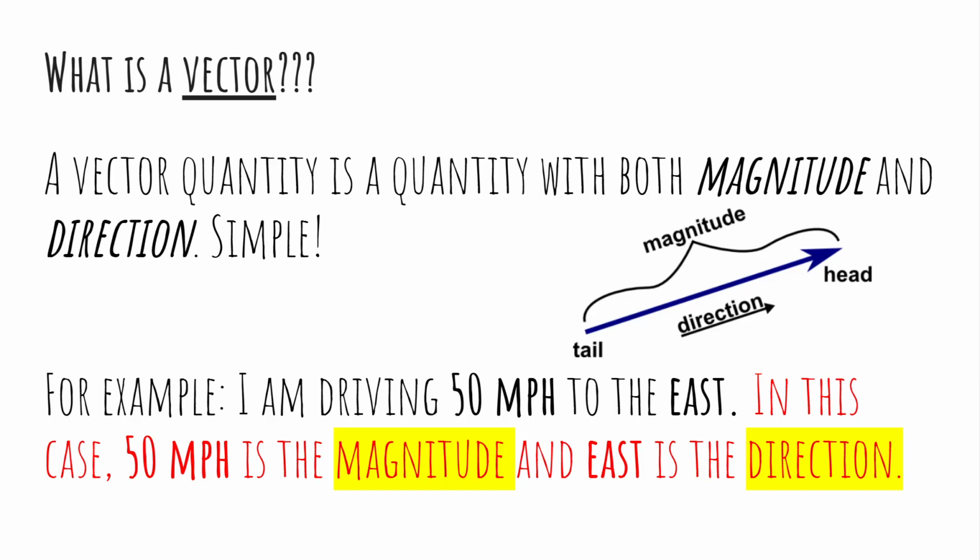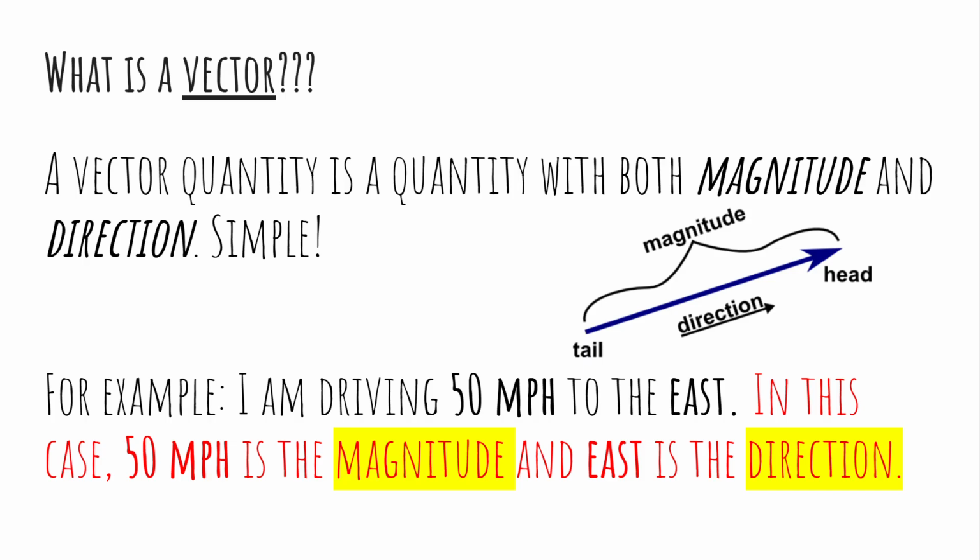What is a vector? A vector quantity is a quantity with both magnitude and direction. It's important to see that both have to be there for it to become a vector quantity. For example, I am driving 50 miles per hour to the east. In this case, 50 is the magnitude, showing how fast I am driving, and east is the direction, so I'm going to the east.